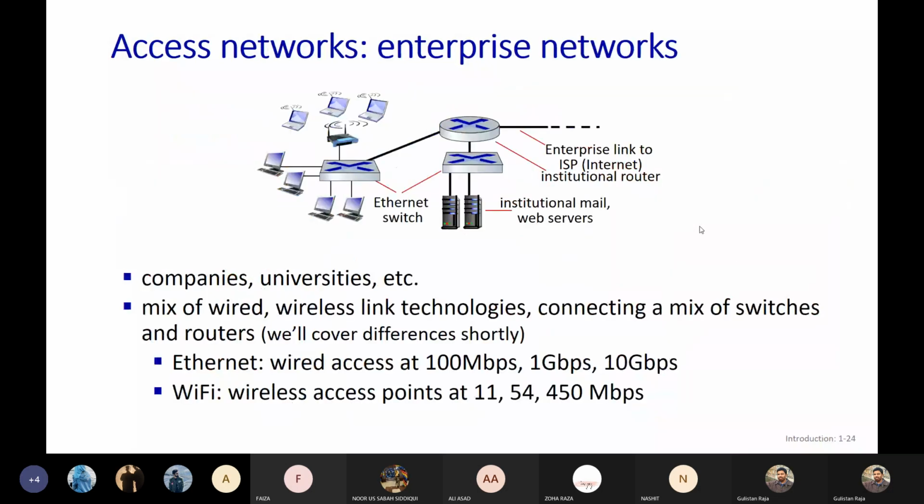So far we have discussed wireless access networks and also residential access using an access network at home, right? Now we'll talk about another category of access networks, which is known as enterprise networks. Enterprise networks means companies, universities, and other big organizations. So how do they access the internet? They basically have a mix of wired and wireless technologies and switches.